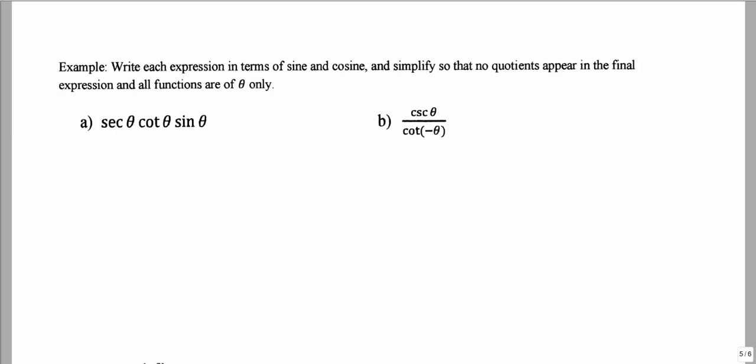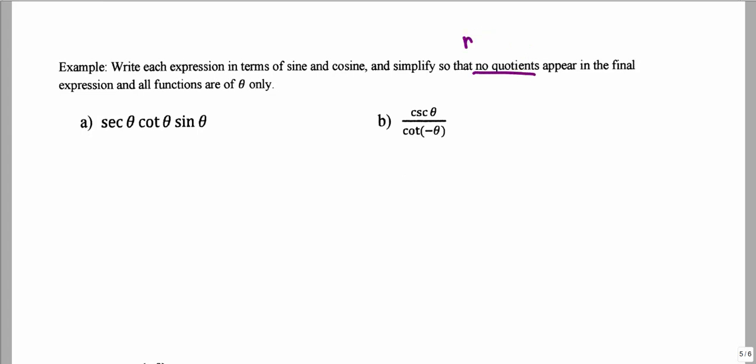One really useful technique in trigonometry is to use identities in order to take a complex looking trig expression and change it to be a simpler expression. Here in the last part of this section, we are told to take each expression and write it in terms of sine and cosine. We're going to use identities in order to do that. And we want to simplify so that no quotients appear in the final answer.